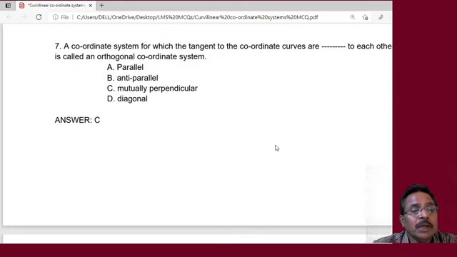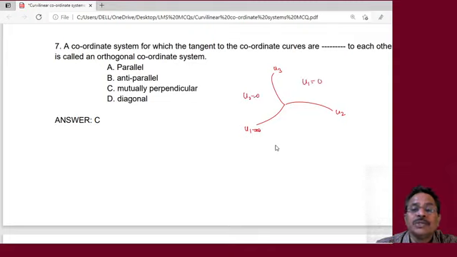Now question 7. A coordinate system for which the tangents to the coordinate curves are dash dash to each other is called an orthogonal curvilinear coordinate system. In the same diagram which I have drawn here, this is one axis, this is another axis or direction, and this is the third axis. If I take this to be u1, then this is u2 and this is u3. So this is the surface for which u2 is equal to 0. This is the surface for u1 is equal to 0, and this is the surface for u3 is equal to 0. So these are three different curved surfaces: u1 equal to 0, u2 equal to 0, u3 equal to 0.